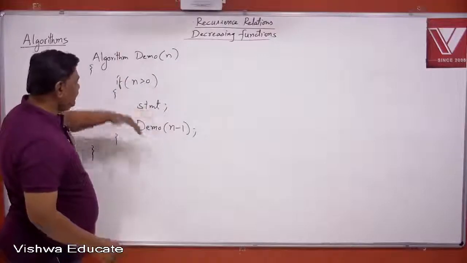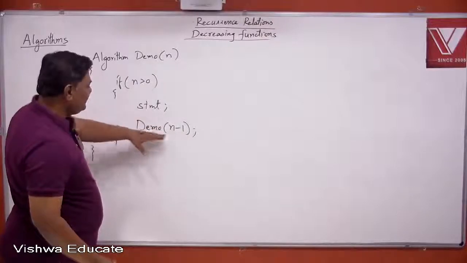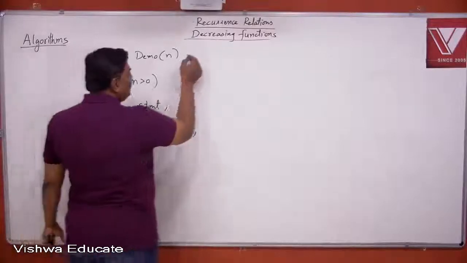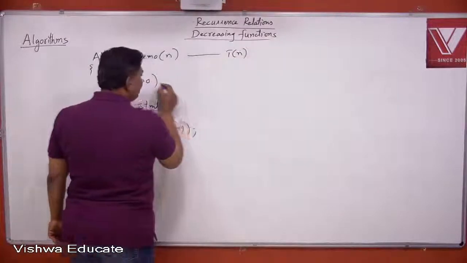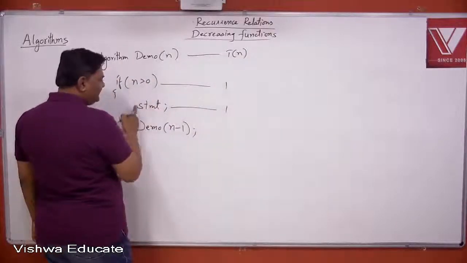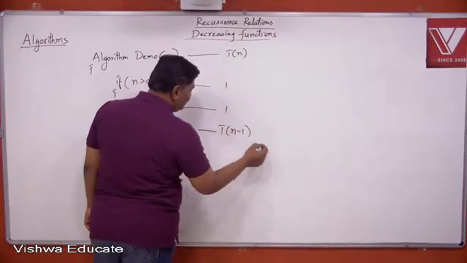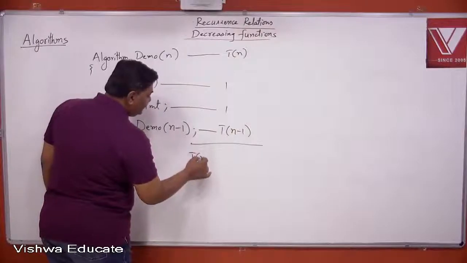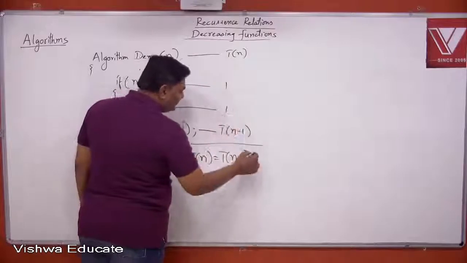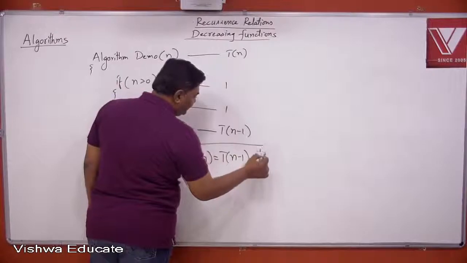See, this is recursive. It is calling itself again. When we call demo n, then again it calls itself with demo n minus 1. So the topic is decreasing function. Let me solve this. This is Tn, and this is 1, and this is 1. It is a conditional statement, not a loop, just a simple statement. Then this is Tn minus 1. Then what is the recurrence relation? Tn is equal to Tn minus 1 plus 1 plus 1, 2. We don't write 2, we write it as 1.